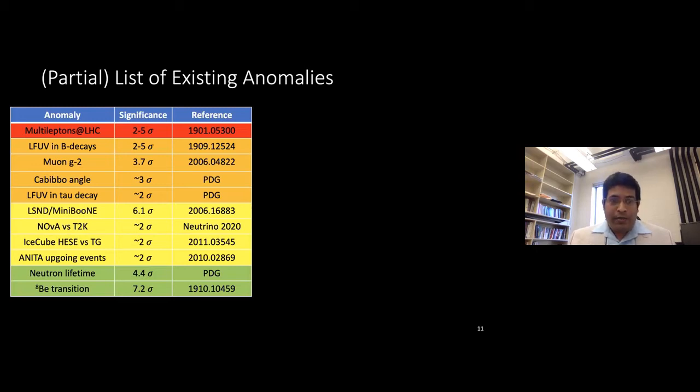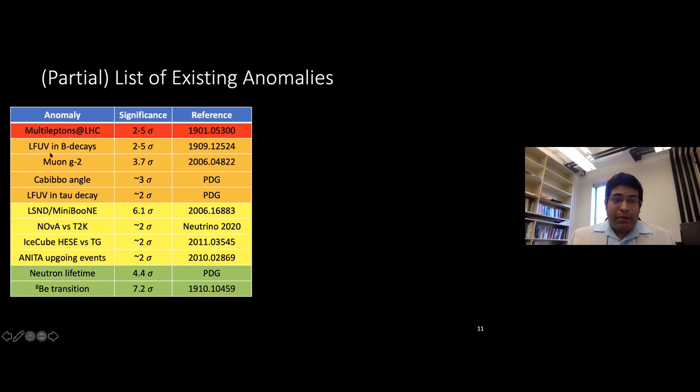Here I listed several anomalies, and I have color coded them based on where they're coming from. The red is coming from the LHC. There are some multi-lepton anomalies at the LHC, which I'll talk about in a moment. The significance depends on how you do the analysis, but for individual channels it's roughly 2 to 5 sigma, depending on the channel. And when you combine all of them, it seems to be quite significant.